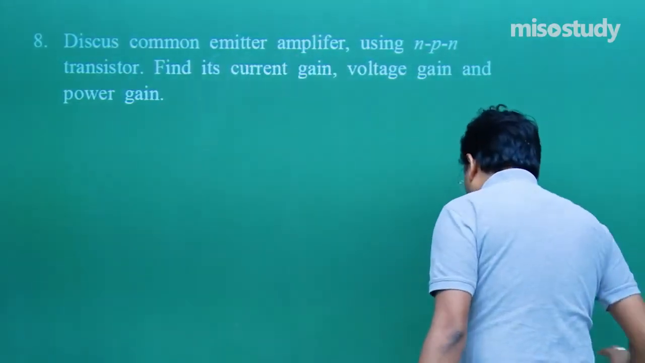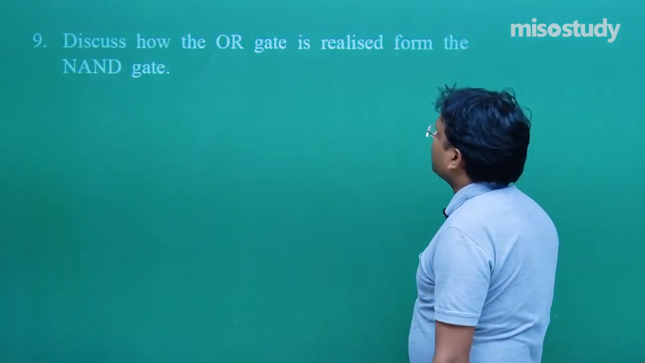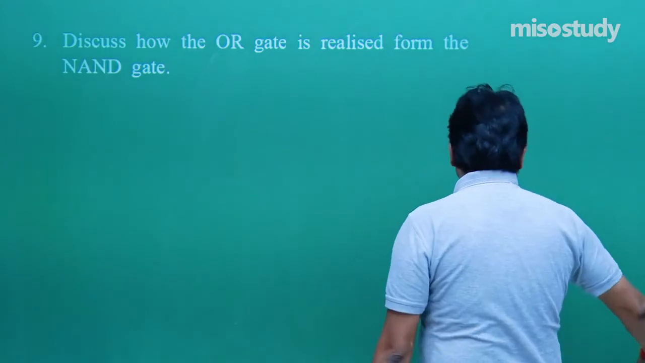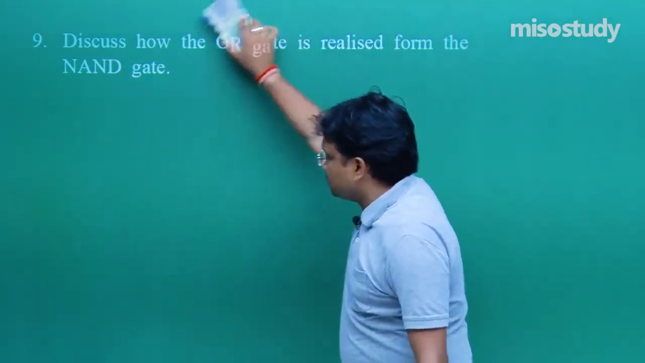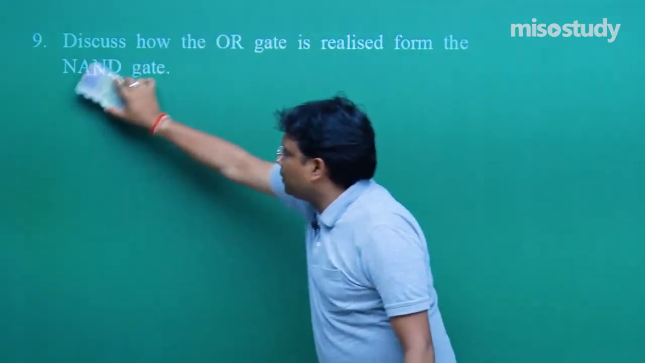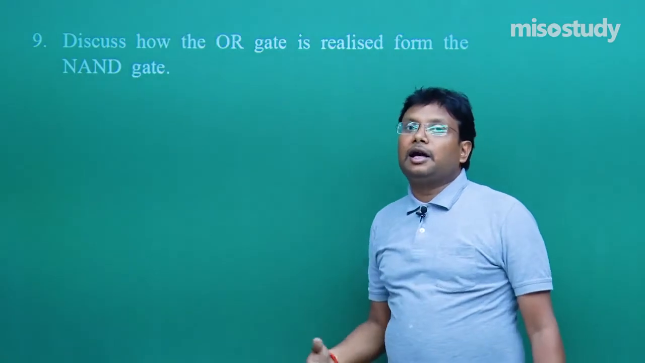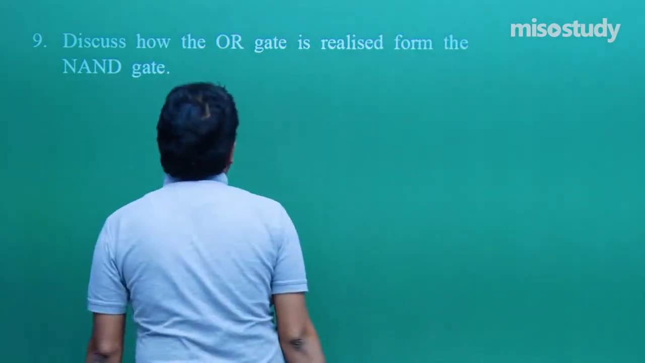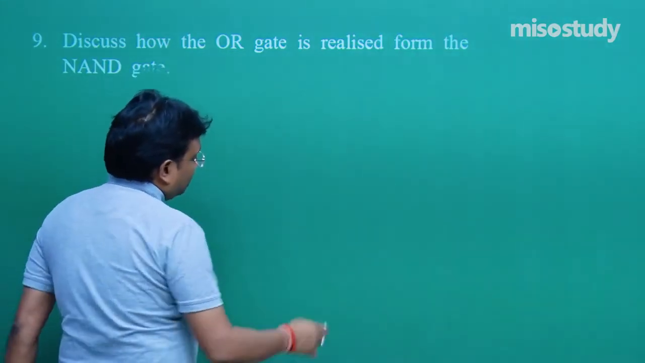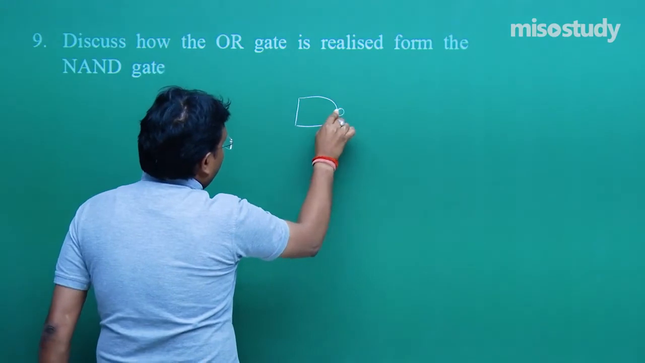Then comes question number 9. Discuss how the OR gate is realized from the NAND gate. Students, in my regular videos I provided many examples with explanation of how you can convert any gate into another type of gate. So, if you want to convert a NAND gate into an OR gate, the circuit diagram is simple. It should be like this.